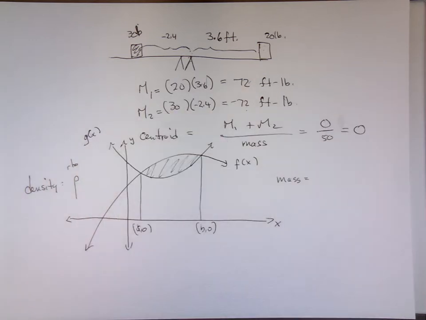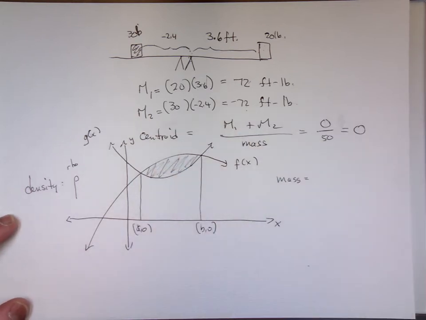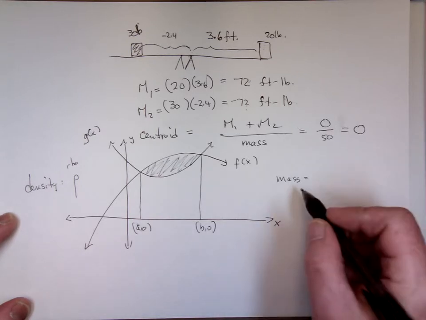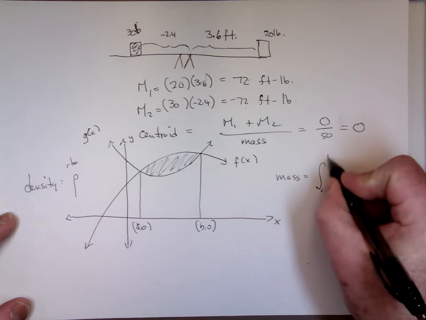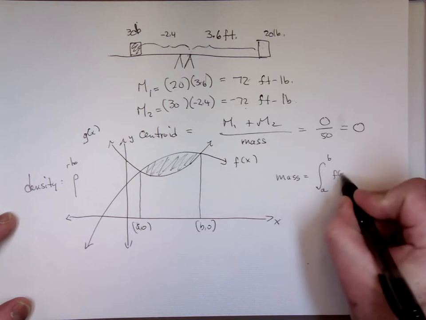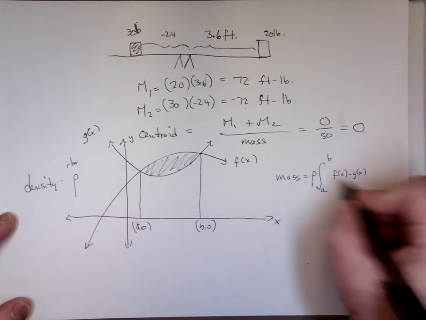It's like alpha and theta are used for angles, and sigmas are used for sums, and deltas are used for differences and things like that. Pretty standard. Rho is a density function. So what's the mass of this lamina here? It's going to be its area times its density. The density is a constant. So the mass is going to be the integral from A to B, top minus bottom, times the density function, a constant, dx. That's the mass of that lamina.